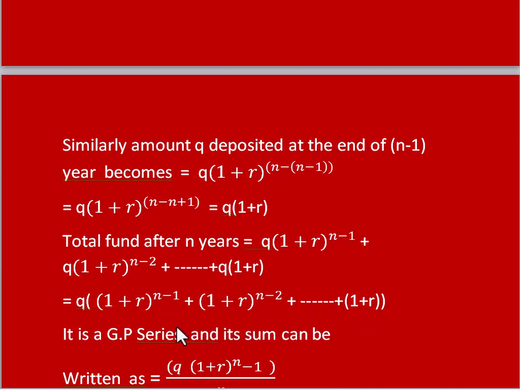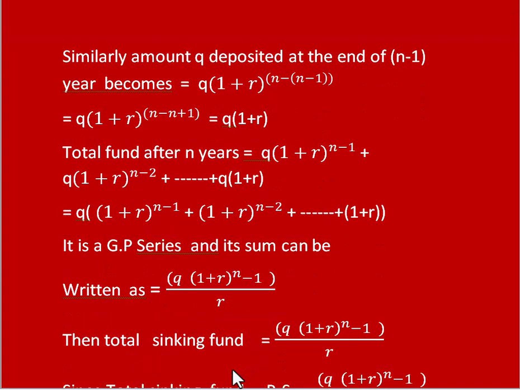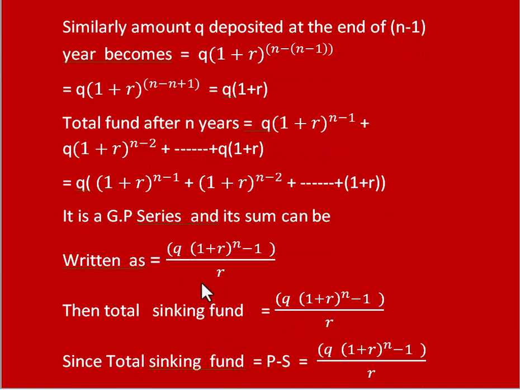And if it is observed, this is nothing but a GP series, and it can be simplified like this: Q into 1 plus R whole power n minus 1 divided by small r. This is nothing but the total accumulated amount. So that is nothing but the total sinking fund. And that can be written like this: total sinking fund is equal to Q into 1 plus R whole power n minus 1 divided by R.